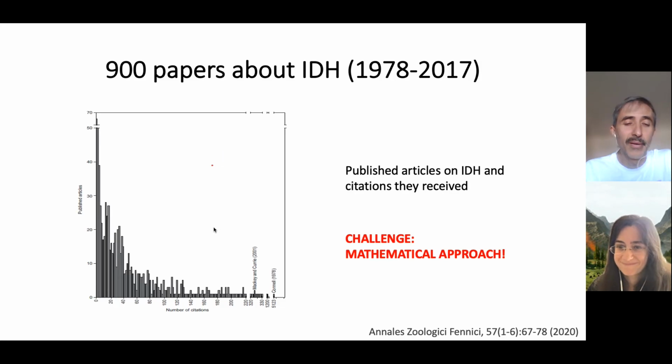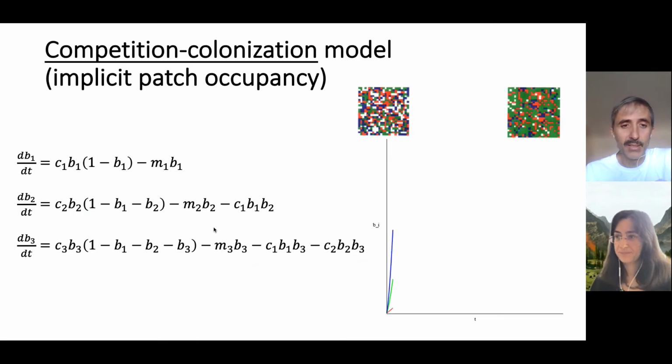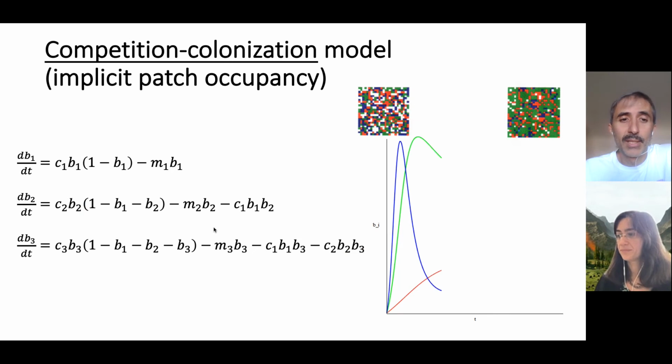Next. This is a very well-known hypothesis, and there are a lot of publications about it, some of them very well cited. And our challenge is to approach it mathematically. Next. So how do we do that?